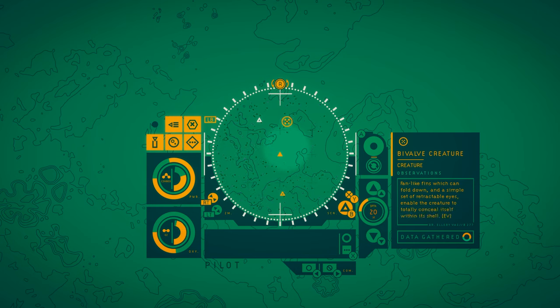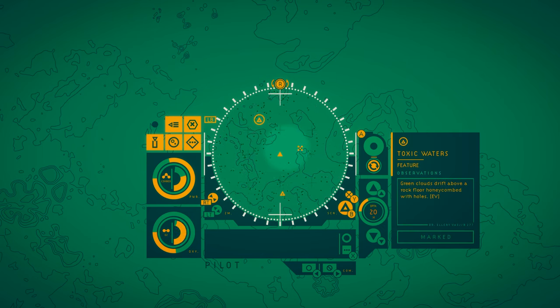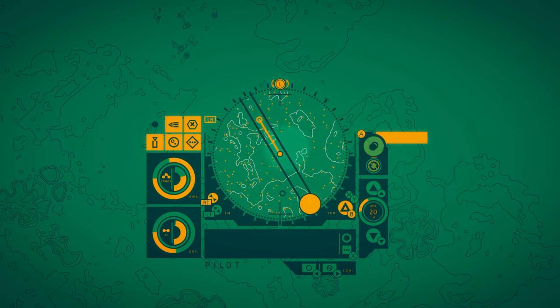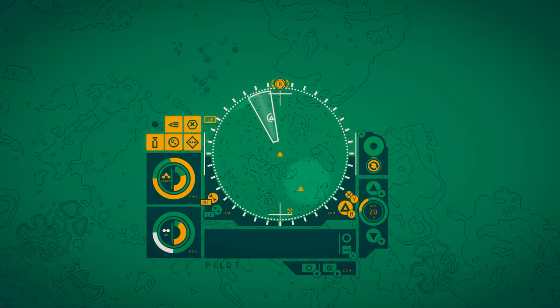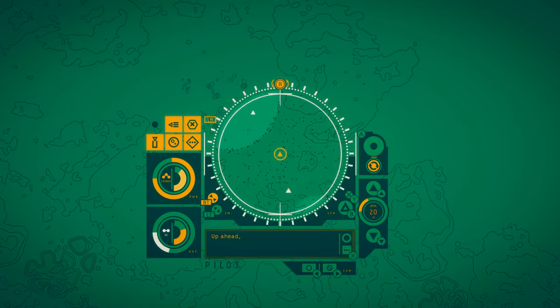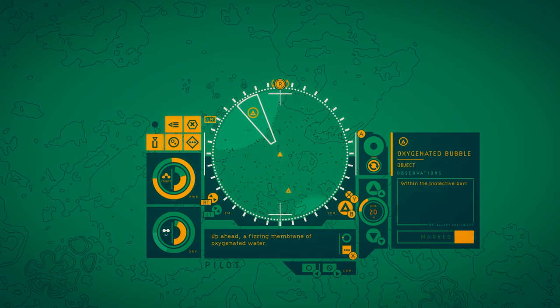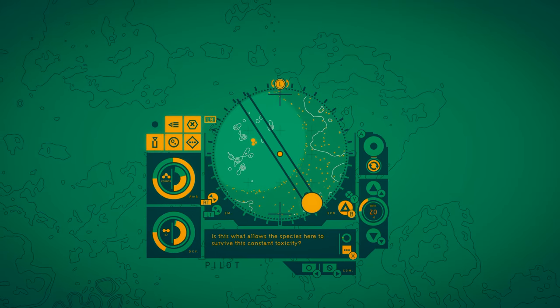Fan-like fins which can fold down, and a simple set of retractable eyes enable the creature to totally conceal itself within its shell. Toxic waters. Green clouds drift above a rock floor honeycombed with holes. Can't really stop to read that. Ooh, huge safe zone. Go, go, go, go, go. Up ahead, a fizzing membrane of oxygenated water. Is this what allows the species here to survive this constant toxicity?